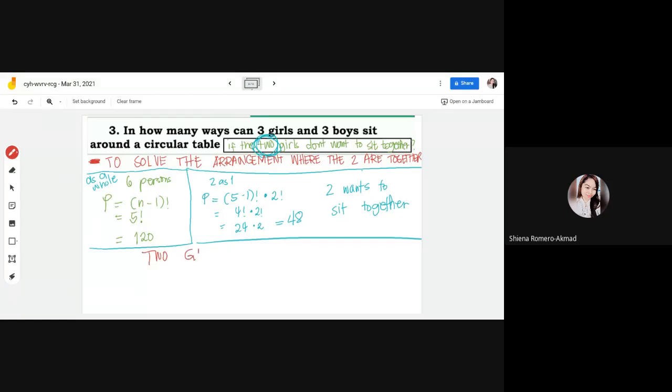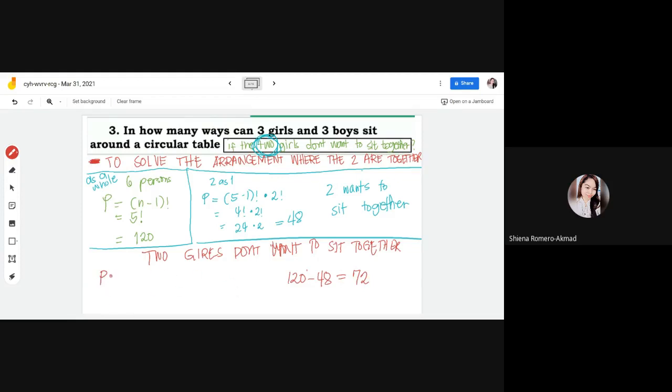Two girls don't want to be together. Or to sit together. And that is 120. 120 minus 48, which is equal to 72. So, ano yung formula natin dyan?